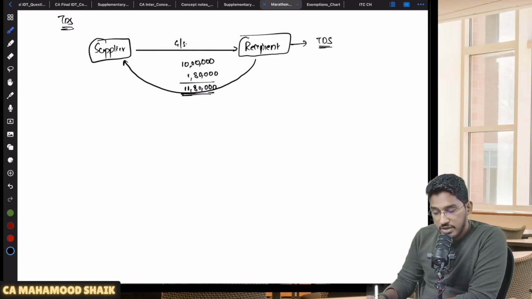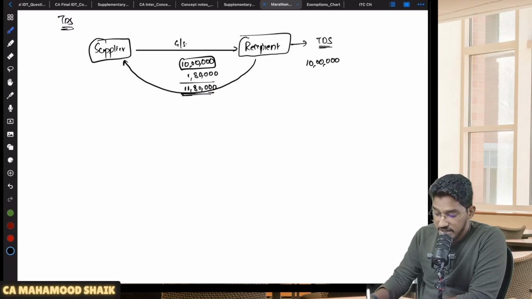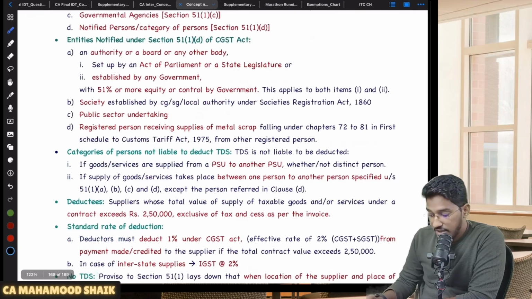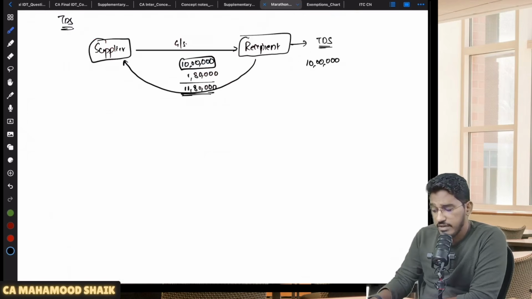So you are making a payment of 10 lakh rupees. You are required to pay exclusive of the GST amount, 10 lakh rupees, and on that 10 lakh rupees you have to deduct TDS. So TDS at what rate? TDS is effectively required to be deducted at 2%.